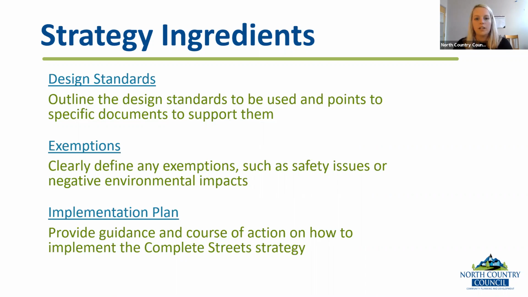Exemptions. So you want to define any types of situations where the strategy wouldn't apply. So you might have environmental impacts. You don't want to have a negative impact. Maybe there's some safety issues. There's just not enough space to do something. So you want to define in what situations you would not apply the strategy. And then, almost most importantly, is the implementation. You want to make sure you have a plan set out for how you're going to implement the strategy.